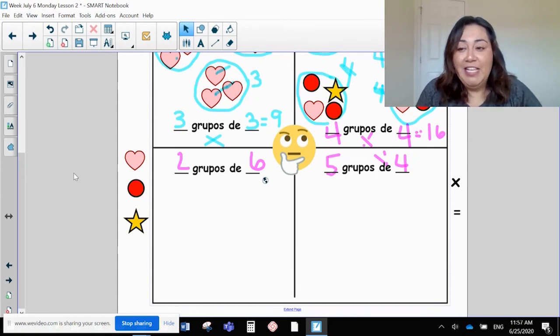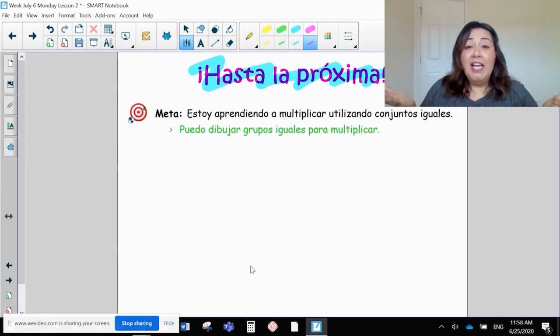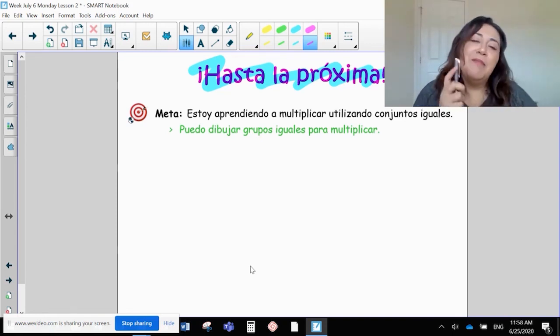Muy bien, estaré esperando. Hemos llegado al final de nuestra lección. Recuerden, deben de utilizar cantidades iguales cuando estamos hablando de un conjunto para la multiplicación. Si no, no viene siendo multiplicación, solo viene siendo sumas de diferentes objetos.